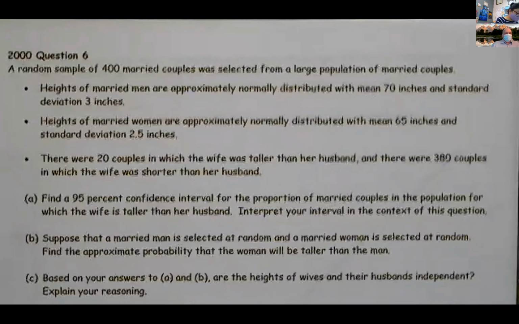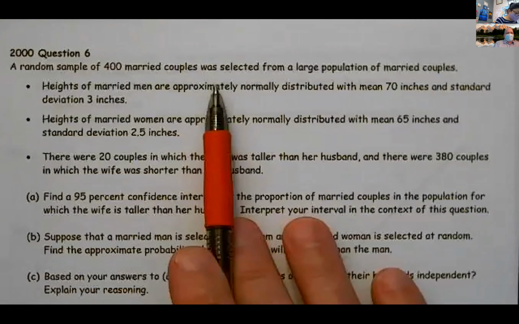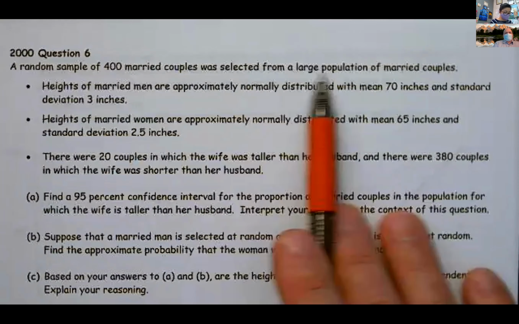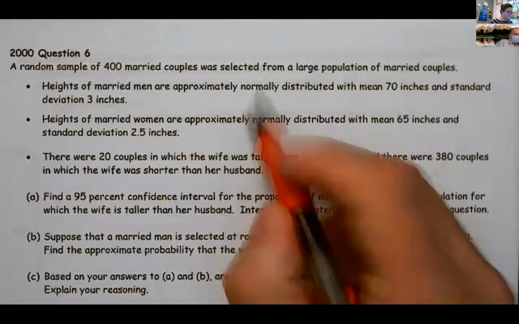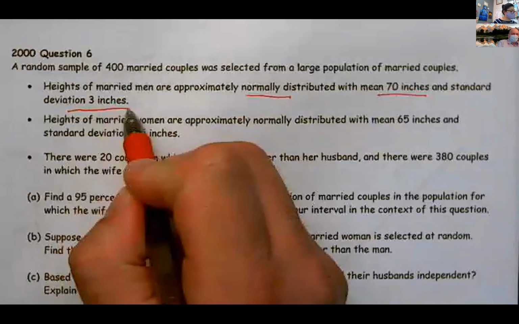All right, this is 2000, year 2000, question 6. We have a random sample of 400 married couples was selected from a large population of married couples. Heights of married men are approximately normally distributed. Well, that's important, with a mean of 70 and a standard deviation of 3.